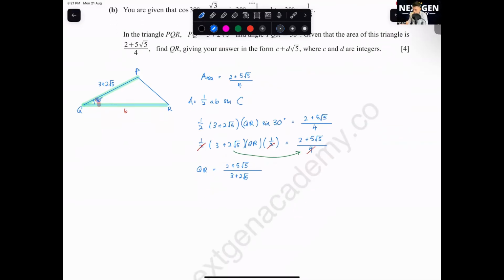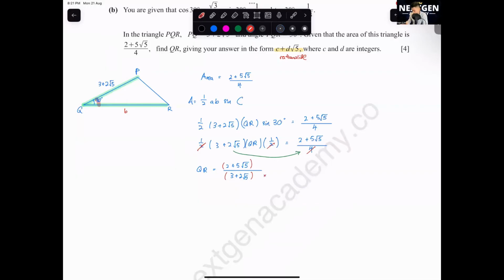Okay, is this the end? No, okay, even though the value is correct, they want it in this form. Normally, when they put it in this form, you just need to always remember that you most likely will need to rationalize. So we are going to rationalize the denominator. When you do rationalizing, make sure you show the value also.